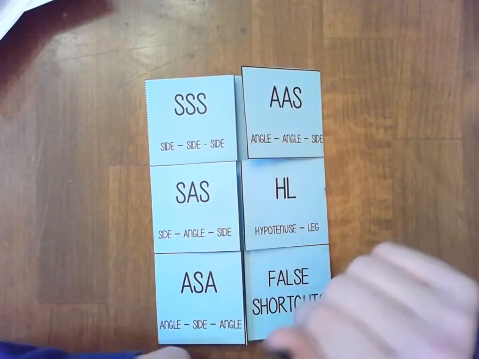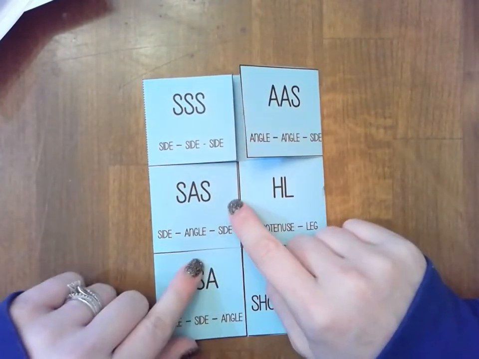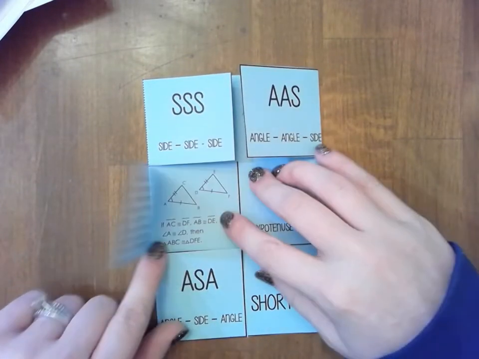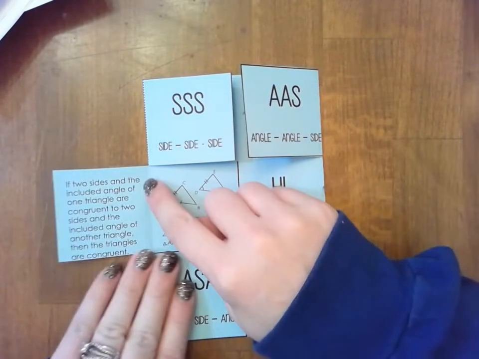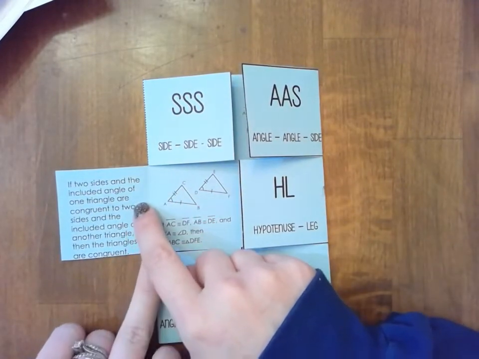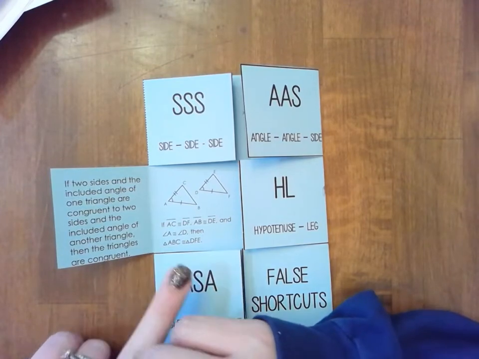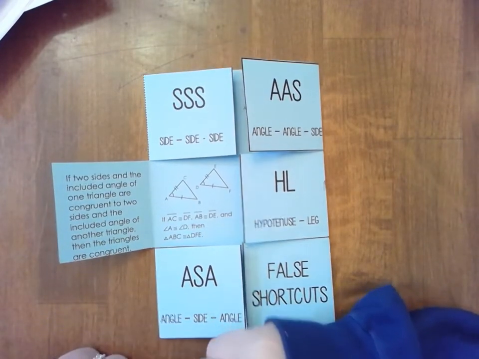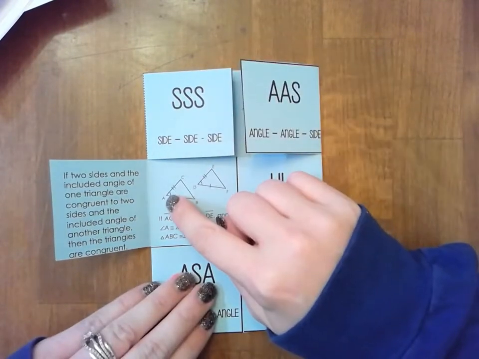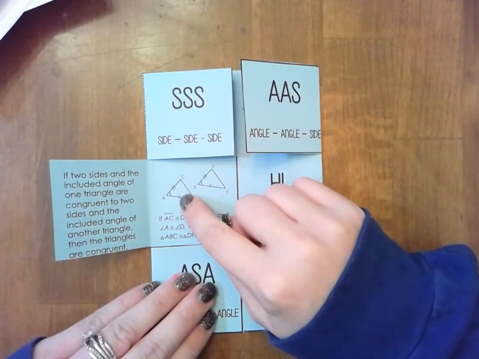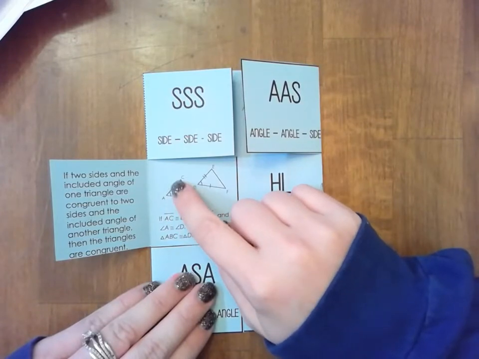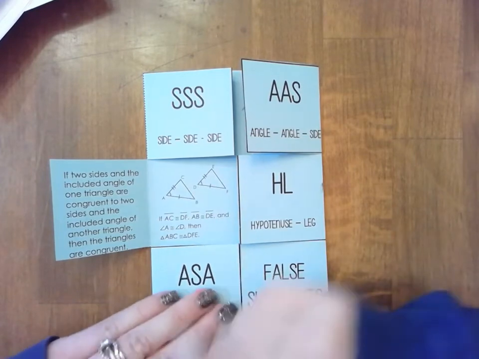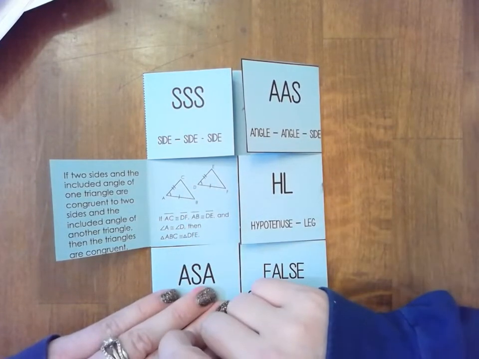Then we have side, angle, side. It's just like it sounds. We're going to have a side, angle, and side that are congruent. So if 2 sides and the included angle of one triangle are congruent to 2 sides and the included angle of another triangle, then the triangles are congruent. So that means it has to go in the order of side, angle, side. These all have to be touching. That angle has to be in between the 2 congruent sides. So side, angle, side, side, angle, side. Therefore, these 2 triangles are congruent.